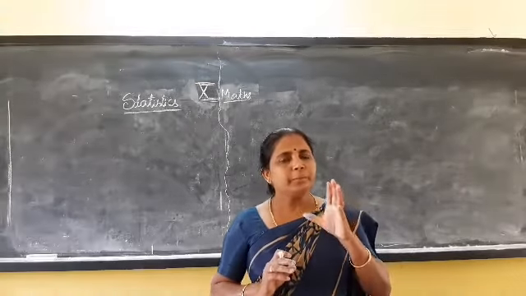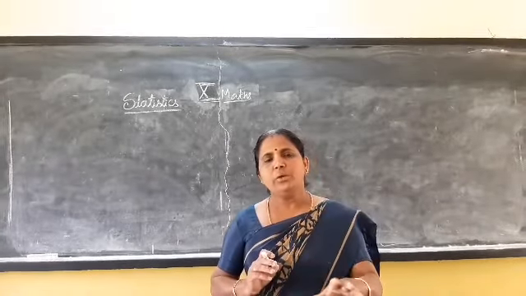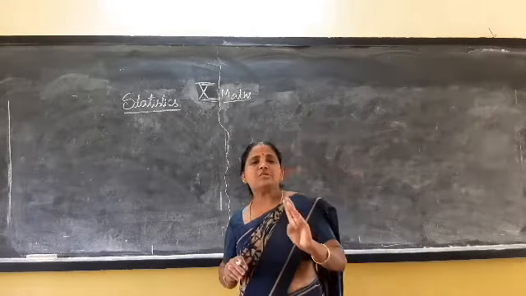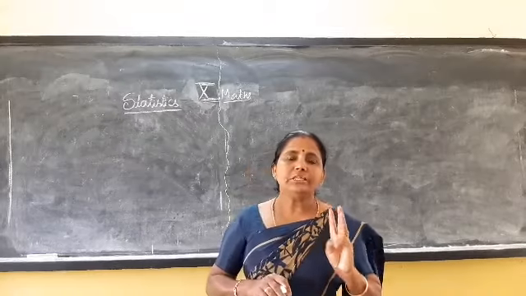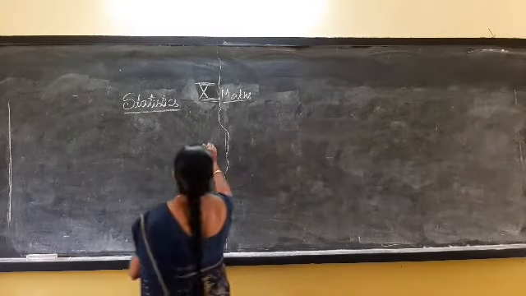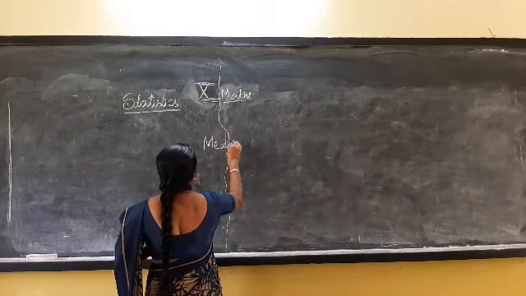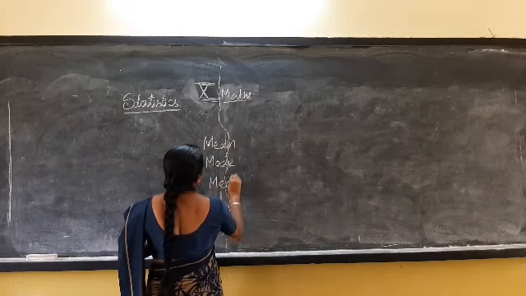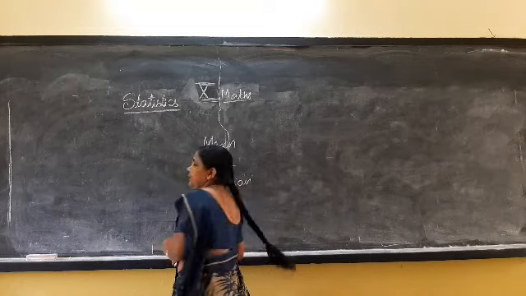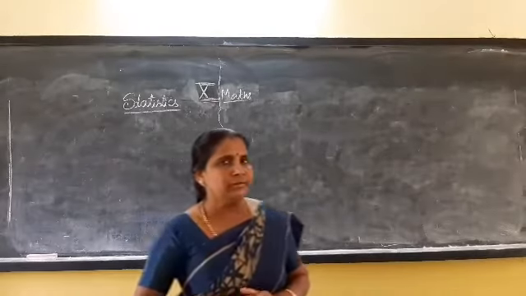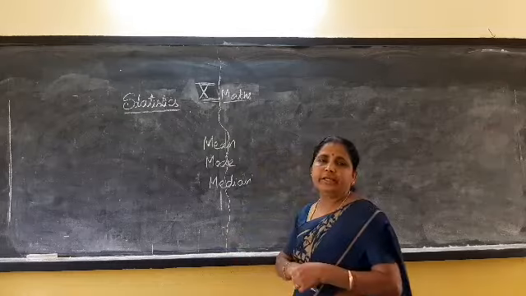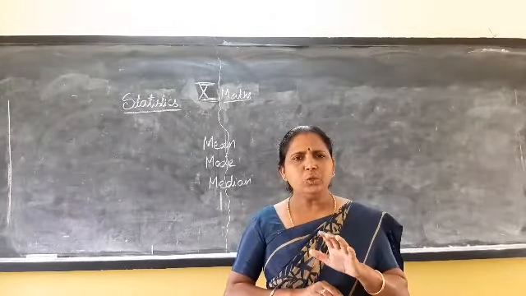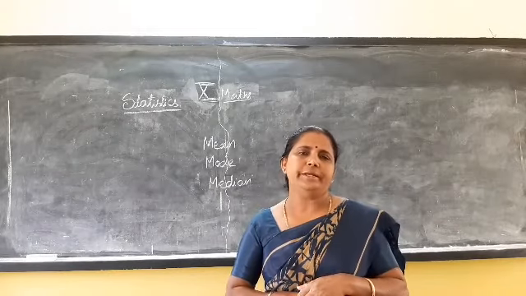So that is about finding mean, mode and median. These are the three measures of central tendency. We call them measures of central tendency: mean, mode and median. And last year we had learned to find mean, median and mode of ungrouped data. Ungrouped data, what do you mean by ungrouped data?